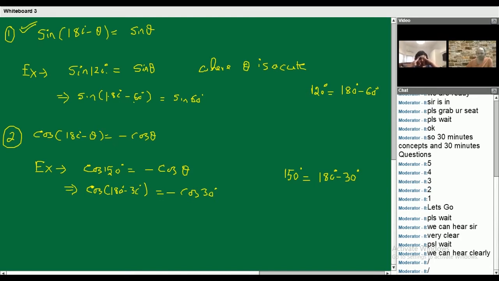Let's come to the third property, tan. Before that, you can quickly take a note, otherwise you will forget. So tan of 180 degree minus theta equals to? It would be negative tan theta. So for cos and tan, that would be negative. For sine, that would be positive. That's what we have to remember.